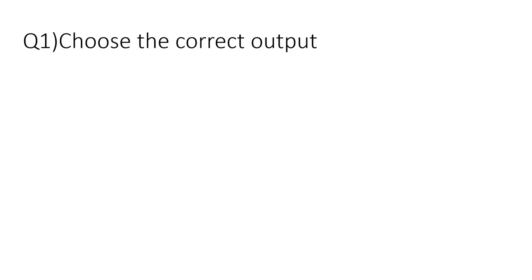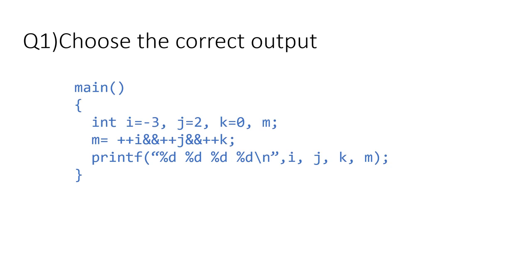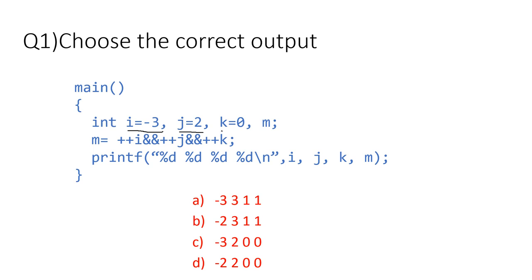The first question is choose the correct output. So this is the given program and these are the options. Let us try to understand what is happening in this program. Inside the main function we have declared four variables of integer type. The first one is i, which is initialized to -3. The second one is j, which is initialized to 2. The third one is k, which is initialized to 0, and the fourth one is m, which is not initialized.